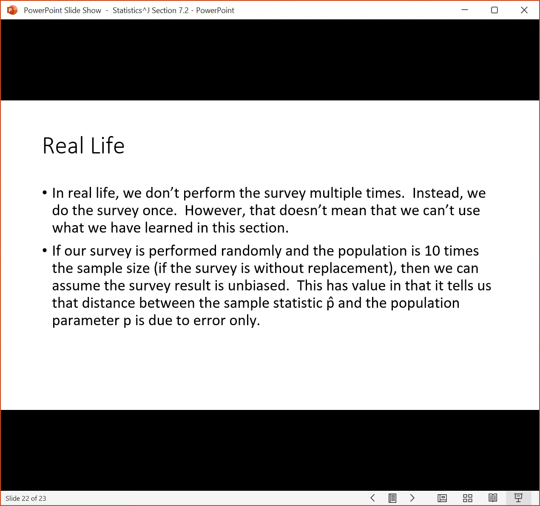There's random chance there. So what we can do is, assuming we know that our survey is unbiased, then whatever result we get, although we don't know what the population parameter is, we know that any error with the population is due to error only and not bias. That may be a subtle point, but it is valuable.